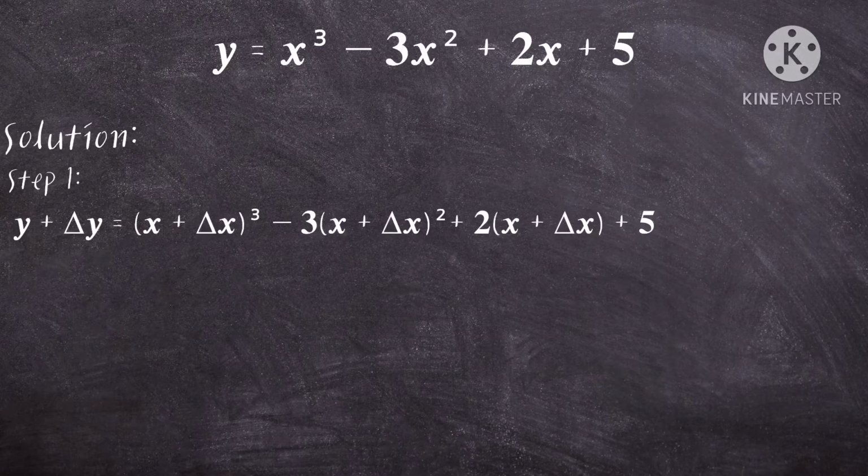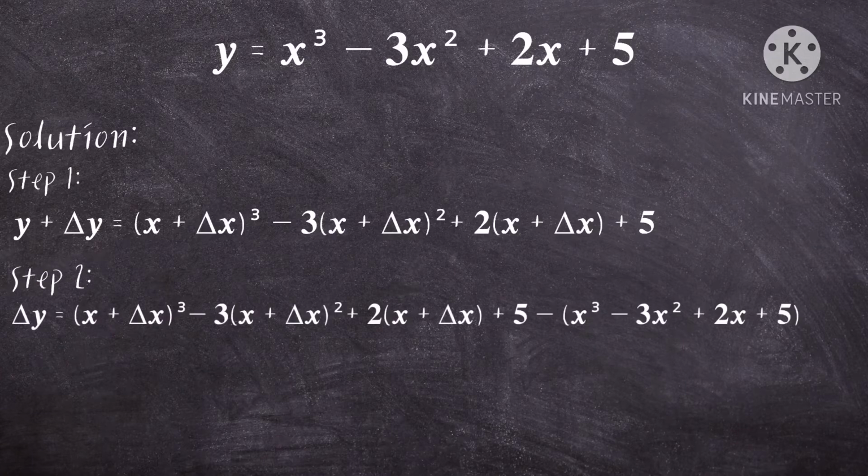So, it will become y plus delta y equals (x plus delta x) cubed minus 3 times (x plus delta x) squared plus 2 times (x plus delta x) plus 5. For step 2, we will eliminate y using equations 1 and 2. Here, we need to eliminate y in step 1 and move the function to the right side and subtract the original function from the current function. So it will become like this.